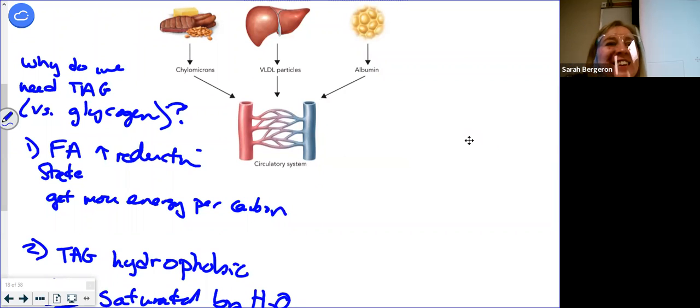Whenever you're counting your macros, and they give you percentages, your fats are always way lower than your carbs and your protein. So I was wondering, since fats give you so much more energy, if that's why your fats are always so much lower when you break down your macros. Yeah, because you don't need as much of it in order to get the same amount of energy. Absolutely. Yes. It makes sense now.